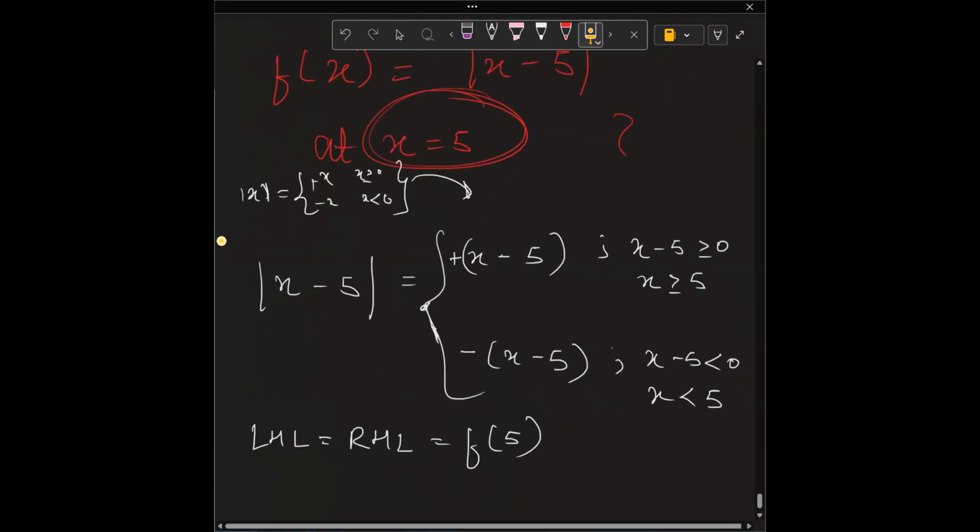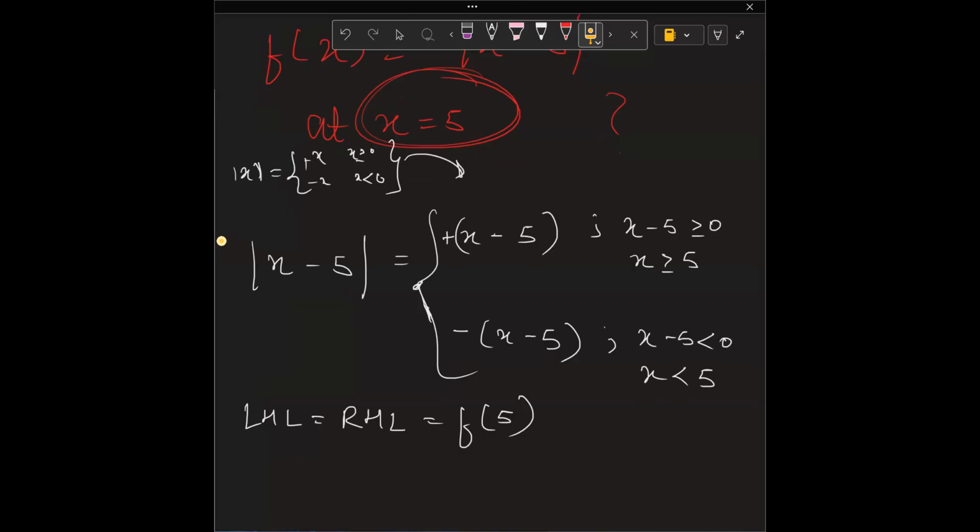तो इसमें मैंने सेम तरीका, सेम मेथड use किया है. This is our function mod of x minus 5. I have converted this function into positive x minus 5 and negative x minus 5. And this is positive when x minus 5 is greater than or equal to 0. And this is negative when x minus 5 is less than 0. कुछ समझ में आ रहा है? So इसको जब आप solve करोगे, so you are having x is greater than or equal to 5 and here x is less than 5.